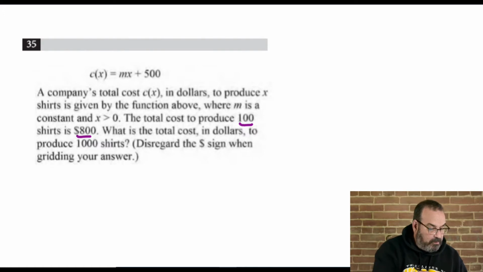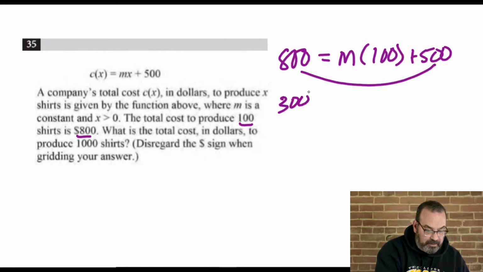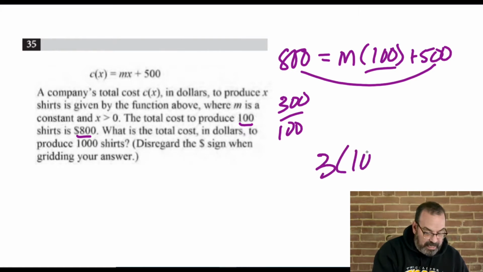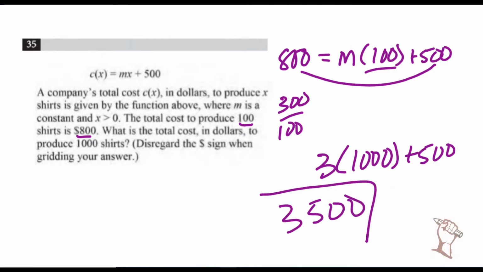All right, ready? So what we have here is 800 equals m times 100 plus 500. We're going to subtract 500. We're going to get 300. We're going to divide by 100, and we're going to get the slope of 3. So we're going to get 3 times 1,000 plus 500, which is going to be $3,500. That's the right answer.